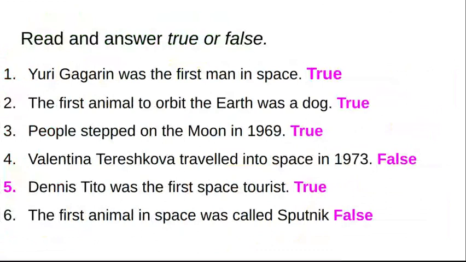Number 5. Dennis Tito was the first space tourist. This is true. Number 6. The first animal in space was called Sputnik. This is false. The first animal was Laika, the dog. Good job.